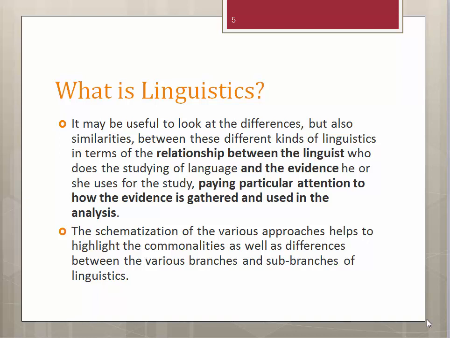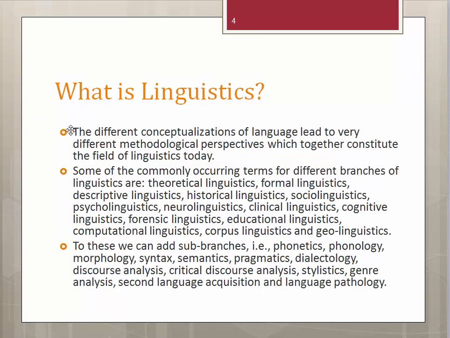The schematization of the various approaches helps to highlight the commonalities as well as differences between the various branches and sub-branches of linguistics. So according to differences in the collection of this evidence, linguistics is divided into different branches. This was discussed in the very first statement: the different conceptualizations of language lead to very different methodological perspectives, which together constitute the field of linguistics today. The field of linguistics contains all the different types of branches and sub-branches of linguistics.